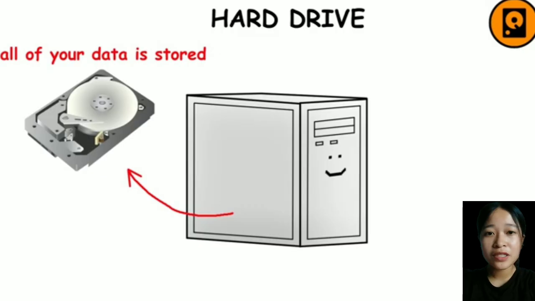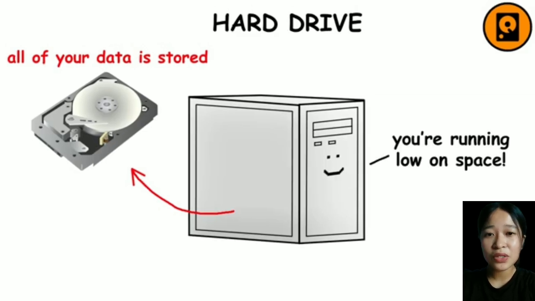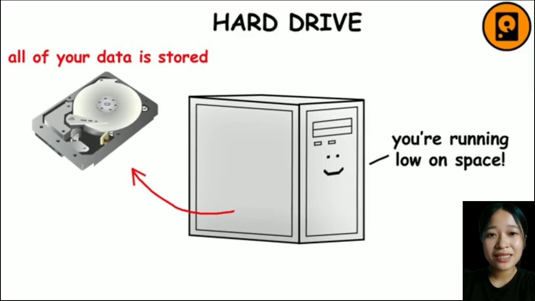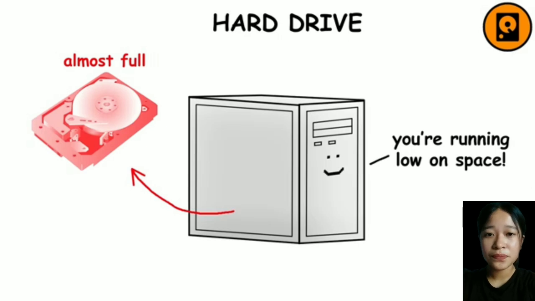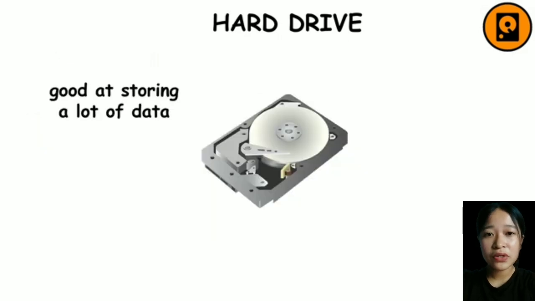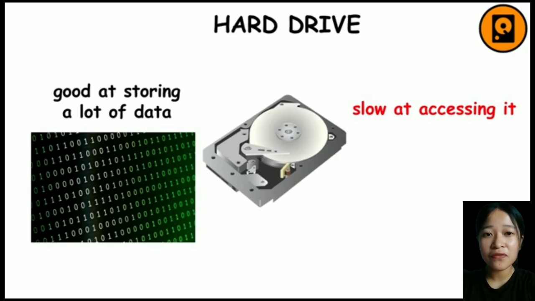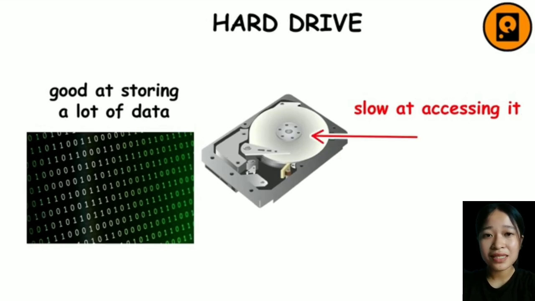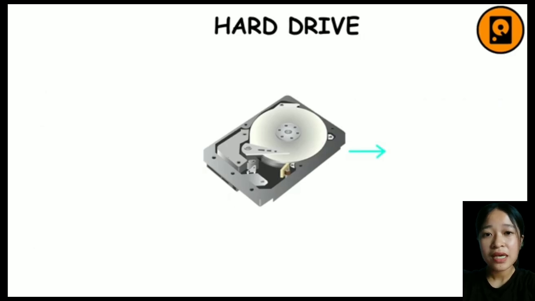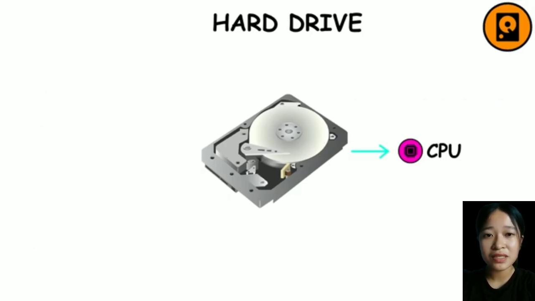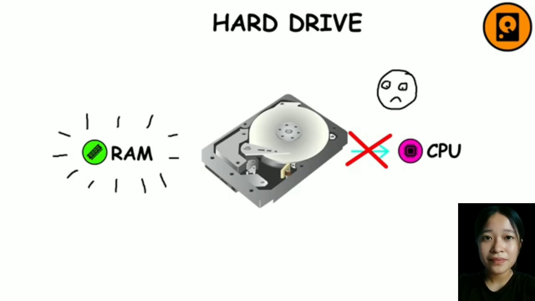Hard drive. It's where all your data is stored, so when the computer says you're running low on space, it means that your hard drive is almost full. A hard drive is good for storing a lot of data, but it is slow at accessing it, since most of them are made of spinning disks and share their data through a small wire. For this reason, it isn't always able to give the needed information to the CPU. To avoid this problem, we use the RAM.